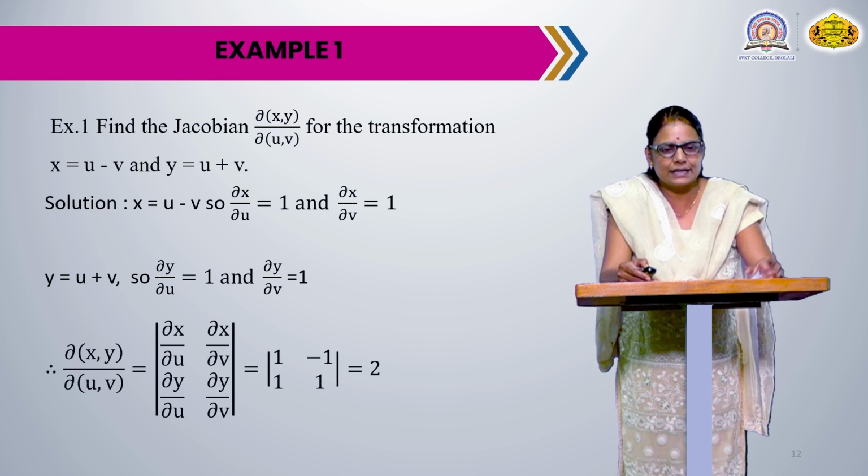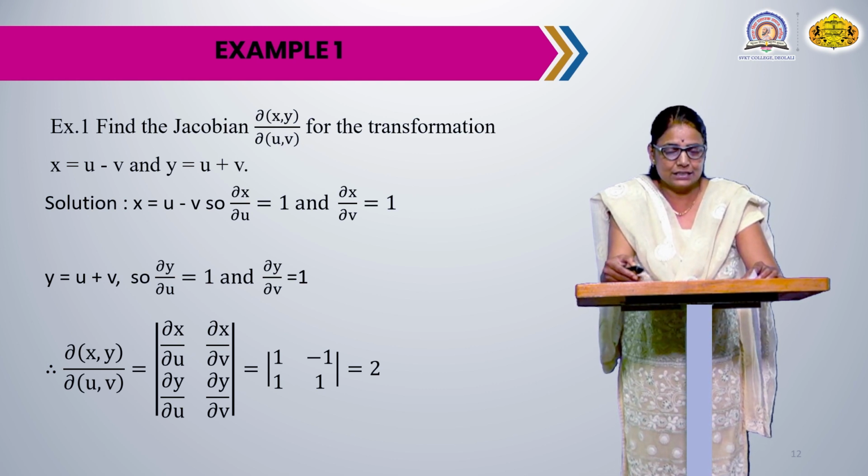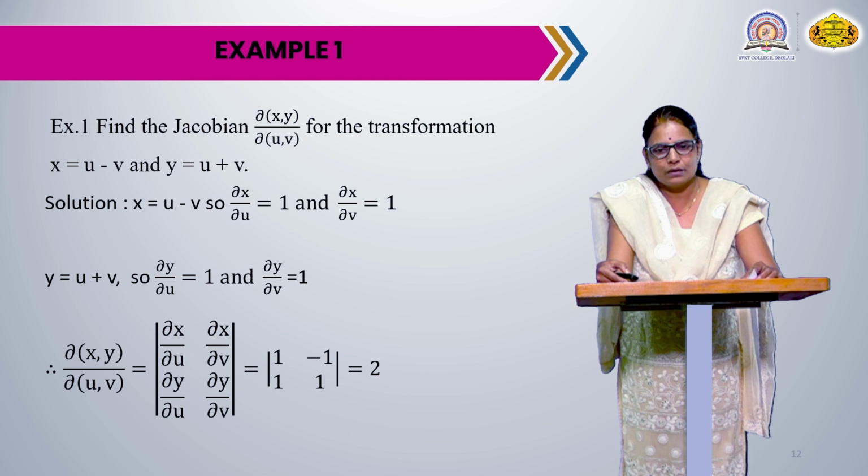Okay, now just write the definition of ∂(x,y)/∂(u,v), put in all the values and simplify it. The first row of the matrix determinant is 1, minus 1, and the second row is 1, 1. Now solve the determinant, its value is 1 plus 1, that is 2. So here the required answer is 2.